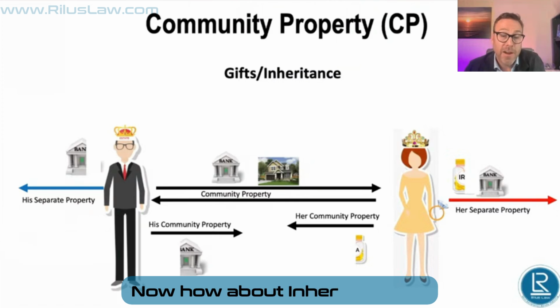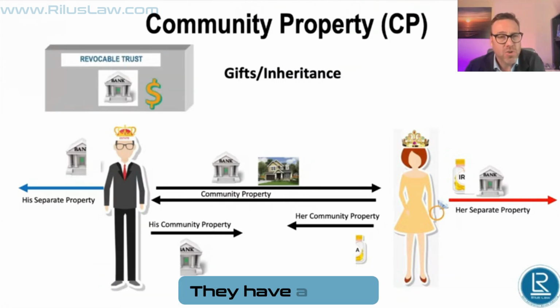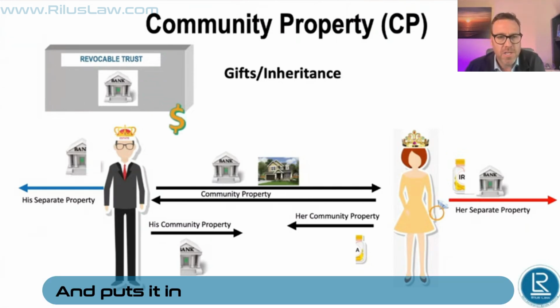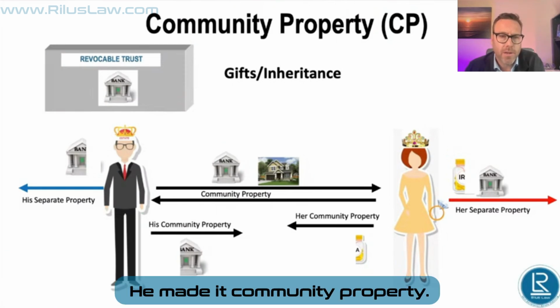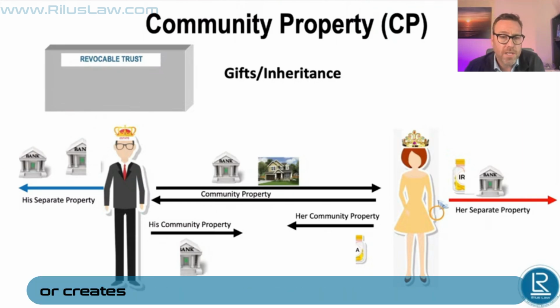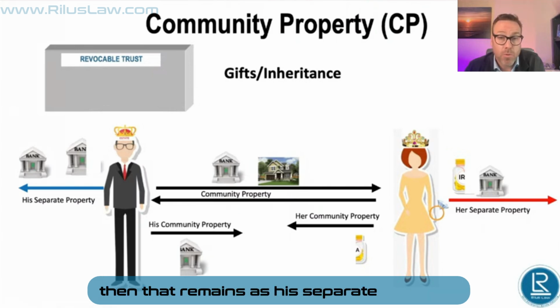Now, how about inheritances? So Mr. Estate, his parents pass away, they have a trust. If Mr. Estate takes his inheritance and puts it into a community property account, he's made it community property. But if he receives his inheritance and puts it into a separate bank account, or creates a new bank account where it's easily traceable that this money was from his inheritance, then that remains his separate property.